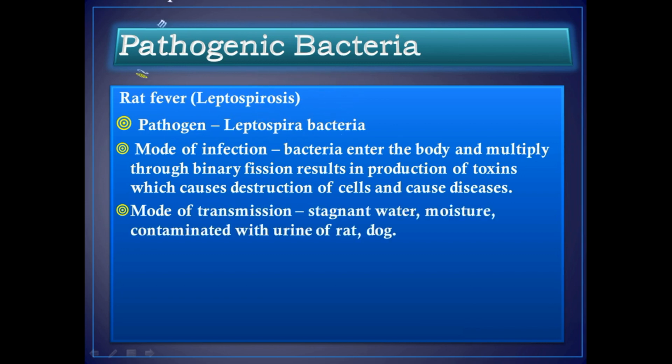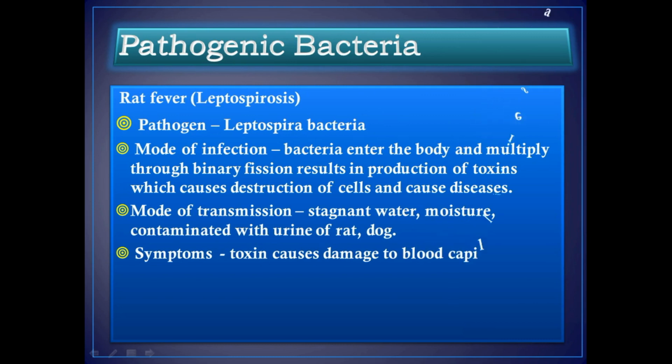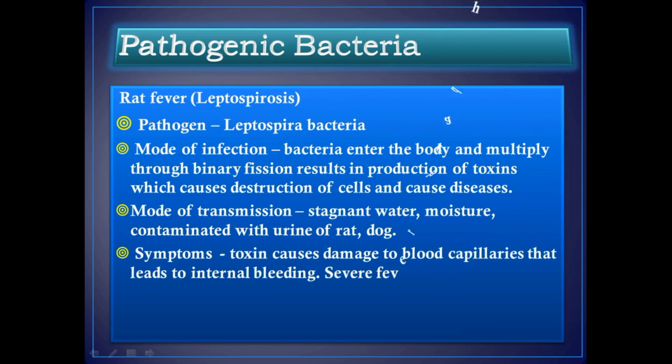Now let's see the mode of transmission. Usually the Leptospira bacteria spread through stagnant water and moisture contaminated with urine of rat as well as dog. The symptoms include: toxin causes damage to blood capillary that leads to internal bleeding, severe fever, headache, muscle pain and redness of eyes.